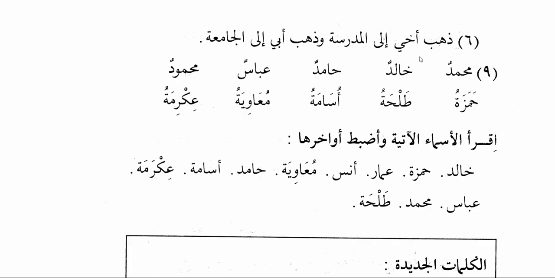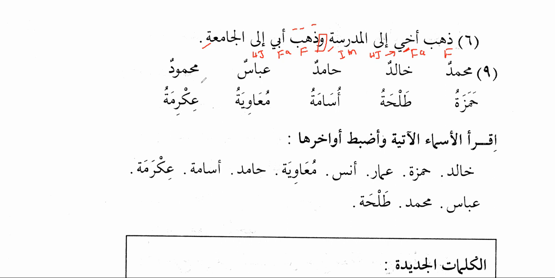Now, Zahaba akhi ila al madrasati. Zahaba is our jumla failure. Fail. Akhi, we have a noun, so it's fail. It should have a dhamma due to ya mutakallim. It is forcibly taking a kasra. Ila al madrasati. Harf jar is majroor. Wa. Now, atf has come. Know that another jumla failure will come. Here also fail. Where is fail? Fail here. We have a noun. Ila, harf jar, same. The same structure will follow after waw. Jumla failure, jumla failure.